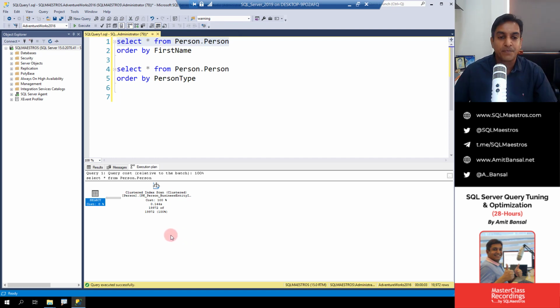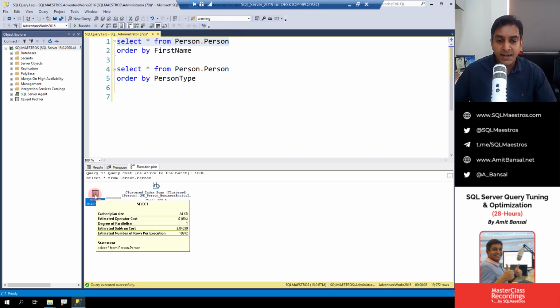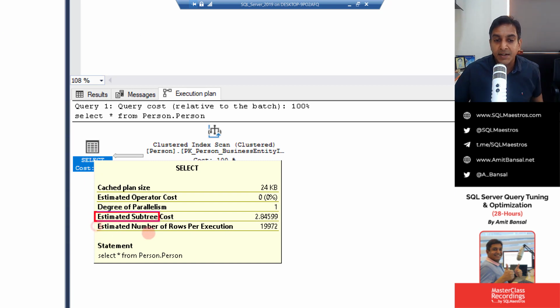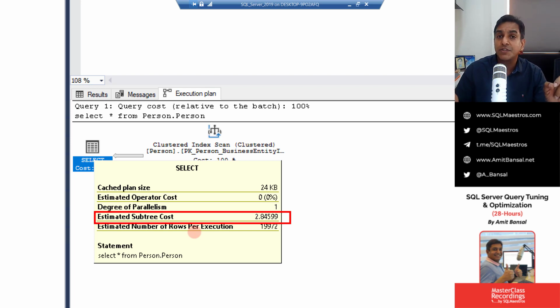Now from the execution plan, you can figure out what is the cost of the query. This is something that you know. Let's take the cursor over select iterator and you will notice one data item here which says estimated subtree cost. Now the estimated subtree cost for the select iterator is the cost of the query. Because select iterator happens to be the first iterator in this execution plan, and subtree here would mean that in this tree structure, all other iterators are actually following after the select operator. So when we talk about subtree, we're talking about the combined cost of all the iterators present in the tree.